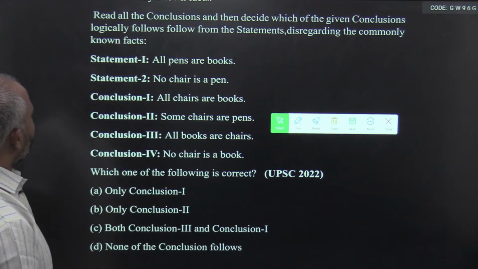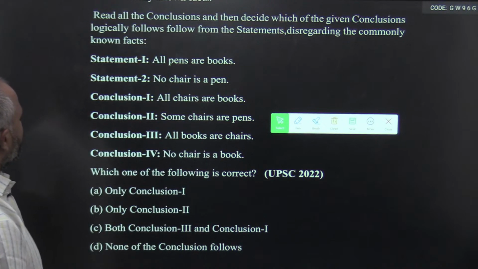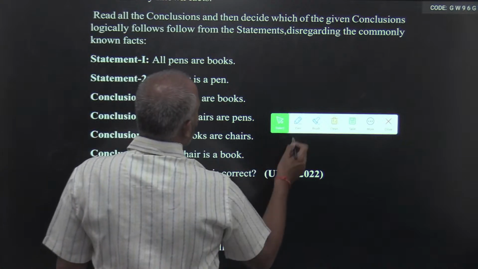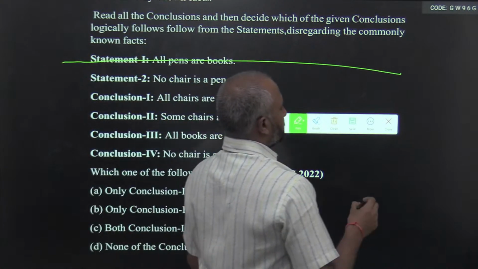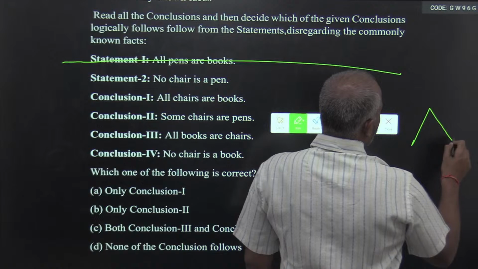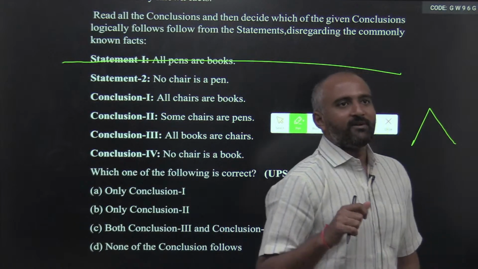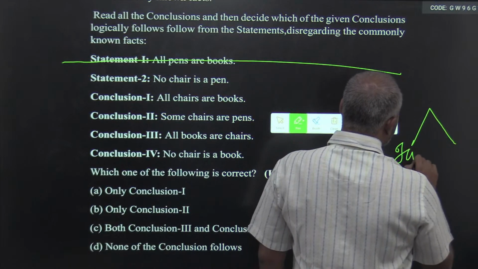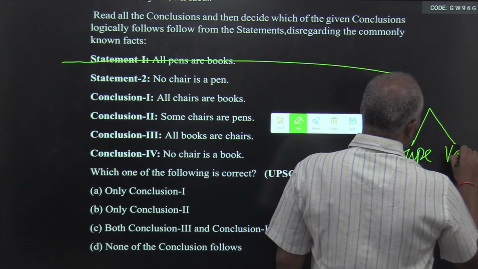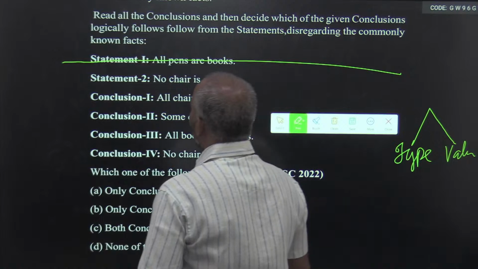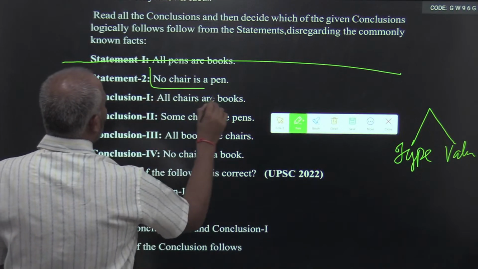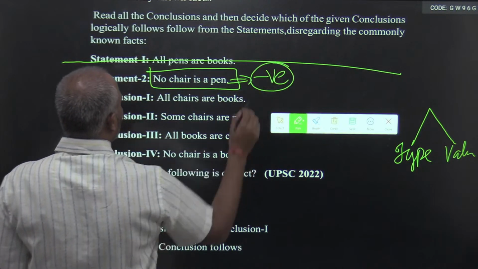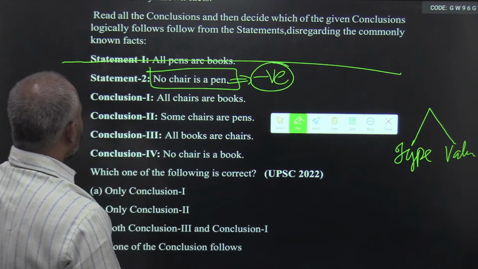Statement 2. Okay, so no chair is a pen. For the validity condition there are only two: you need to check the type and you need to check the value. So what is statement 2? It is telling that no chair is a pen. What is this? This is a negative statement.